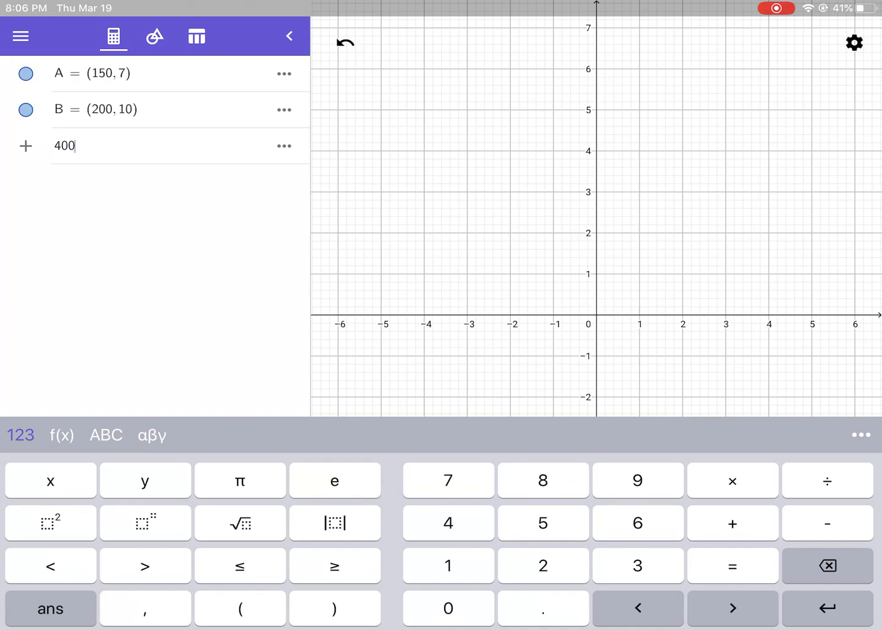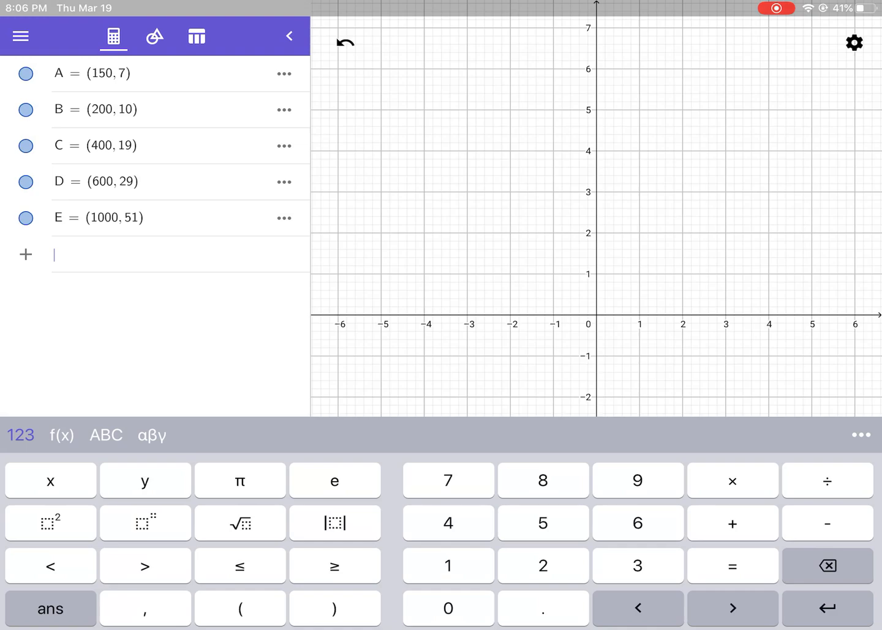400. Oops, I forgot my parentheses. Parentheses, 400, comma, 19. Enter. 600, comma, 29. Enter. And 1,000, comma, 51. Enter. So there's all my data points. You should have 5 of them.